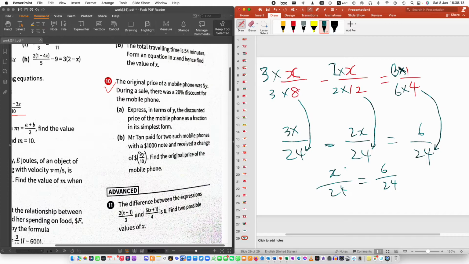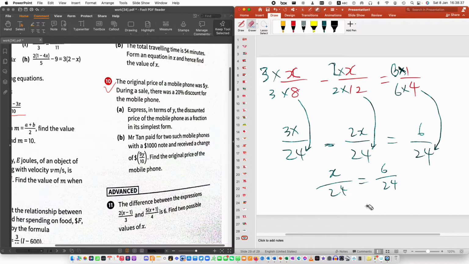Do you know why? Can I ask you one question? Did you do cross multiply? Do you know you can choose not to? Do you know why? Can cancel. No need to cancel. You just look. Just look. 6 over 24 is equal to x over 24.